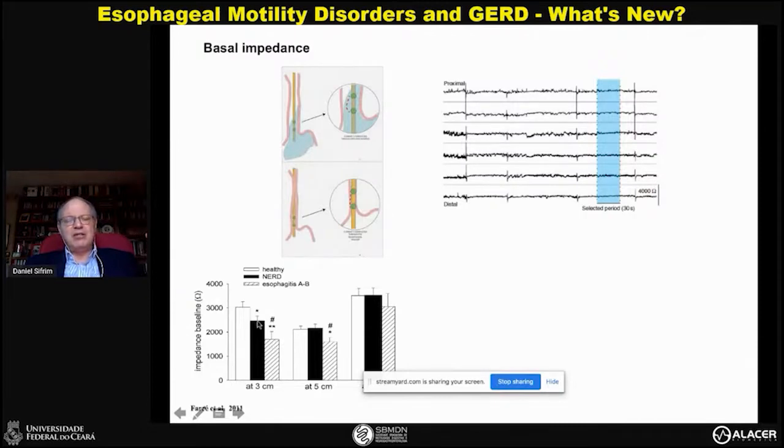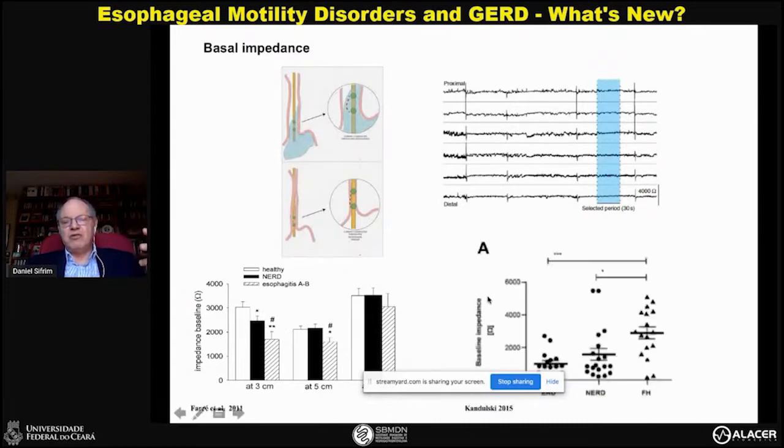In the middle, the patients with non-erosive reflux disease have a lower baseline impedance, but not spectacularly lower. So in some patients, we can think that the baseline impedance is low and that the patient might have non-erosive reflux disease. This is a study from Germany that showed that in patients with erosive disease and non-erosive reflux disease, the baseline impedance is below 2000, but you can see that there is a pretty good overlap, where a patient with functional heartburn has a baseline impedance in general much higher, similar to healthy subjects.